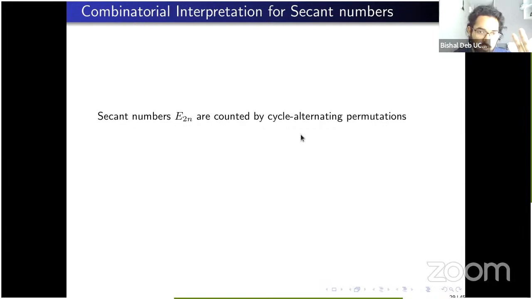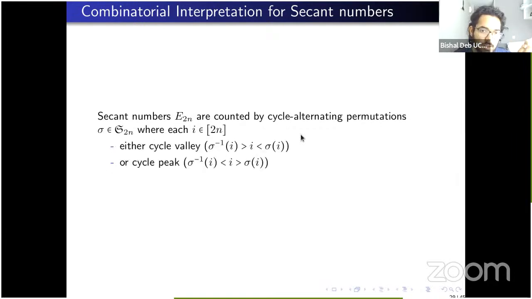So what are cycle alternating permutations? These are permutations where every index is either a cycle valley or a cycle peak. And so recall that a cycle valley is one where you have i is lesser than both sigma inverse of i as well as sigma of i. And for a cycle peak, i is bigger than both sigma inverse of i and sigma of i.